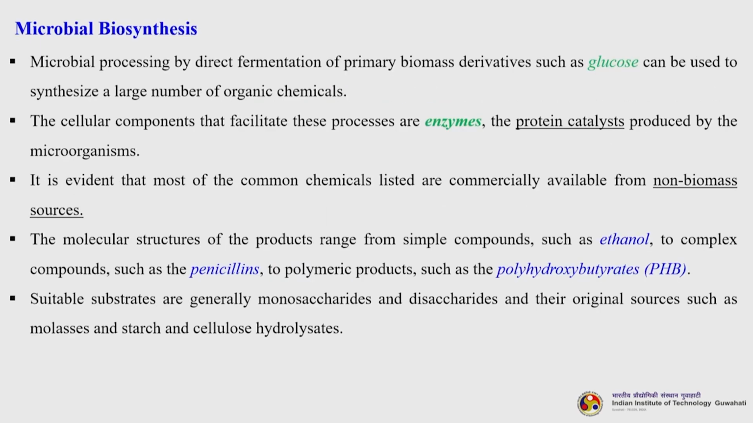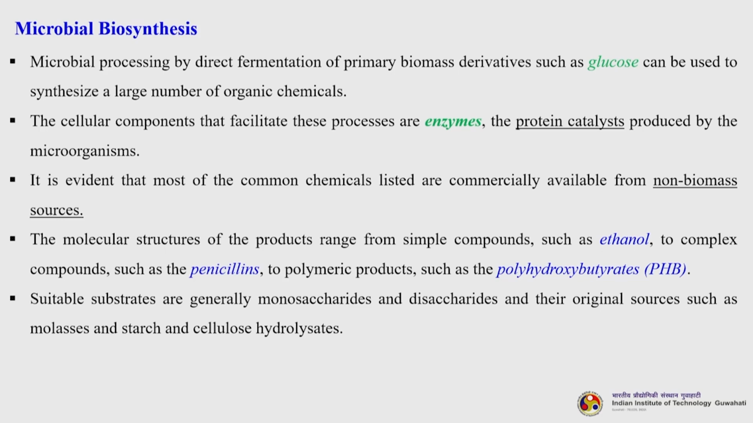Microbial synthesis. Microbial processing by direct fermentation of primary biomass derivatives such as glucose can be used to synthesize a large number of organic chemicals. The cellular components that facilitate these processes are enzymes, the protein catalysts produced by the microorganisms. It is evident that most of the common chemicals listed are commercially available from non-biomass sources. The molecular structure of the products ranges from simple compounds such as ethanol to complex compounds such as penicillins to polymeric products such as polyhydroxybutyrates (PHB).